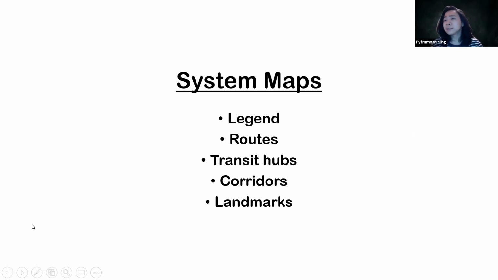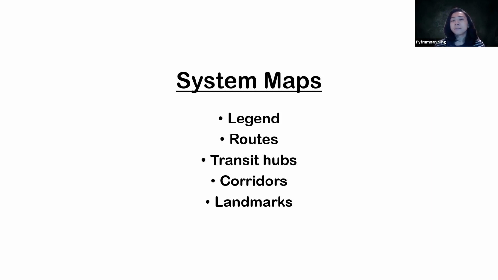So let's first discuss system maps. A system map is kind of like an overview. It's an overview of all of the transit service within a confined area. Sometimes a transit agency will publish multiple system maps if their total served area is very large. But for a smaller agency, it might just be one very small system map.